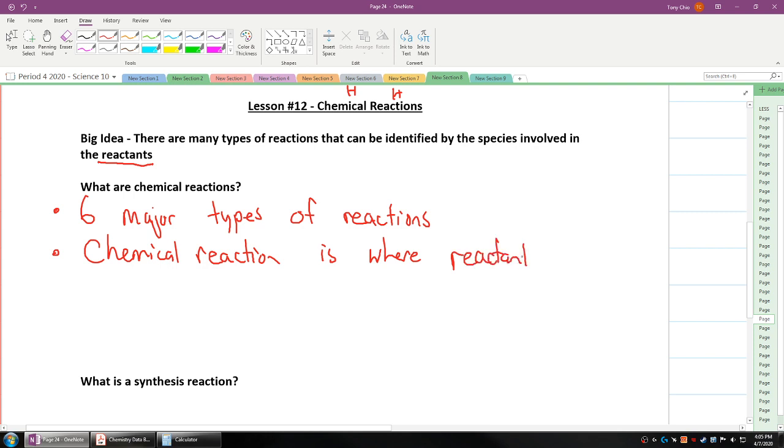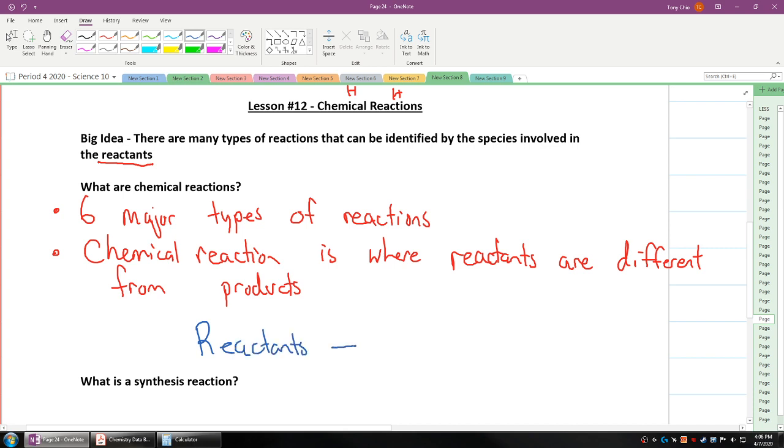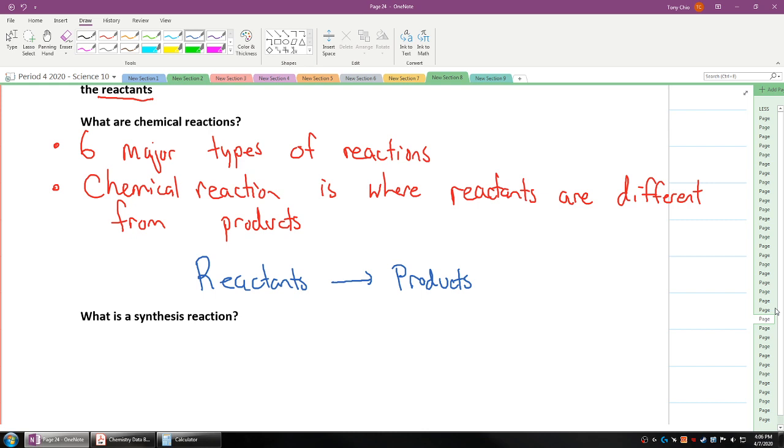So a chemical reaction is where reactants are different from products. Which means that if I look at this, reactants will turn into products. And this is what you do when you balance. Now the arrow just tells you the direction of the reaction, but doesn't actually tell you time. So reactions can happen in a split second, in a couple nanoseconds, to years and years. The arrow again just tells you the direction in which the reaction takes place.